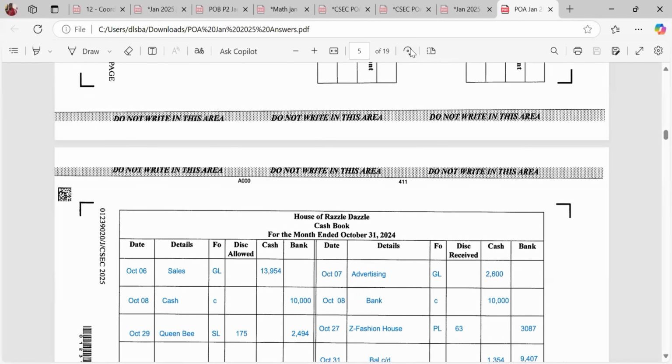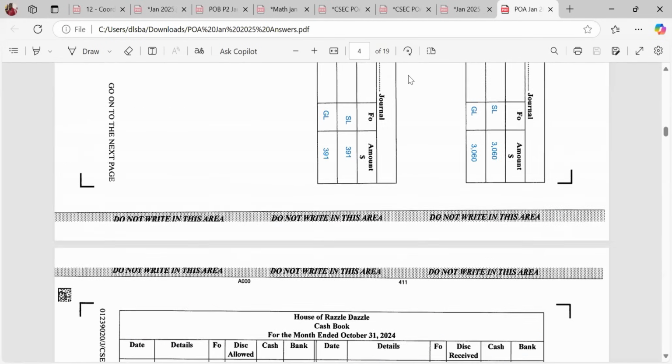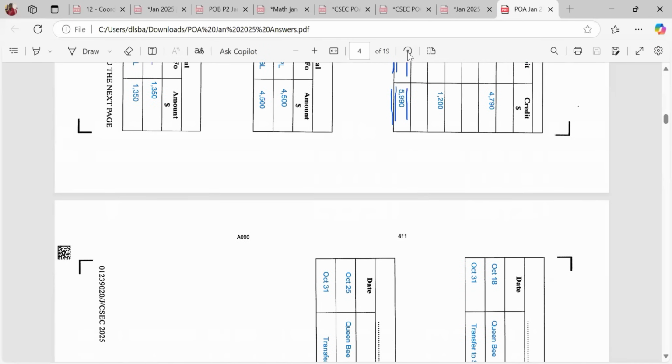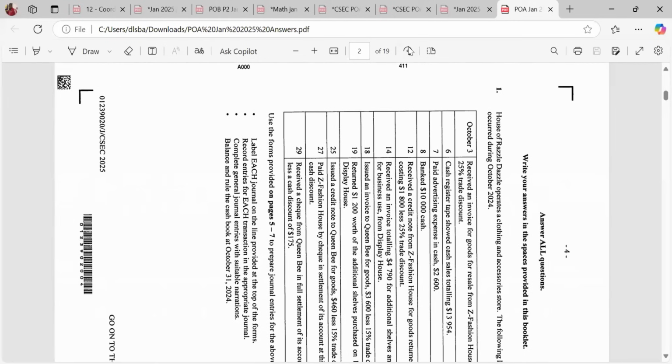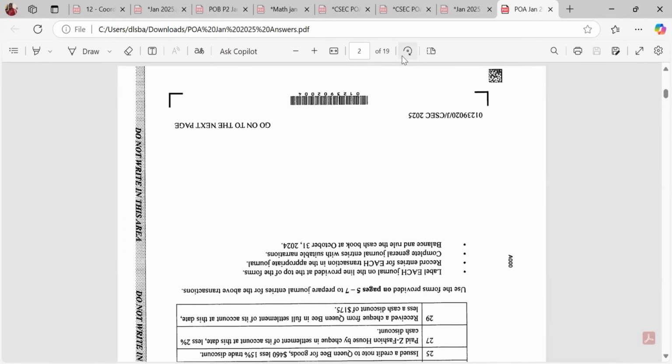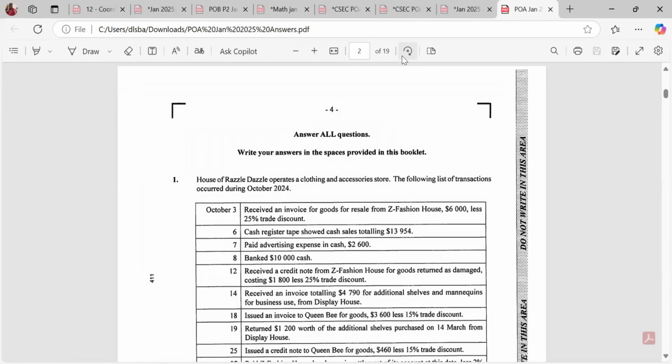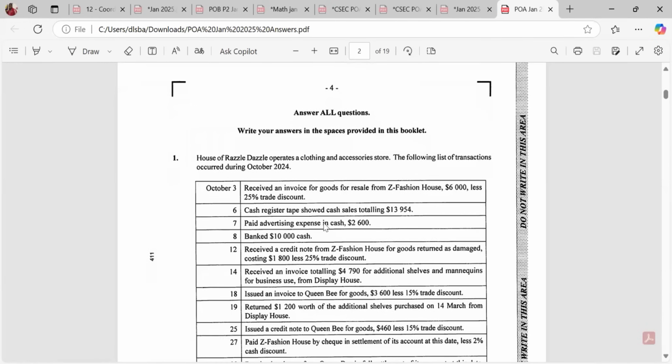Let me go back up. If it's a person and it's on the debit side, it will be SL because you have to sell something for them to be paying us money, right? If it's on the credit side, it will be PL because we had to purchase something for us to be paying money. The next one, paid advertising expense in cash, 2,600.